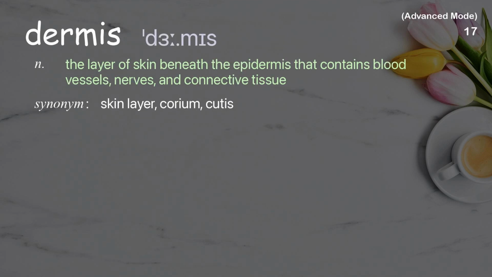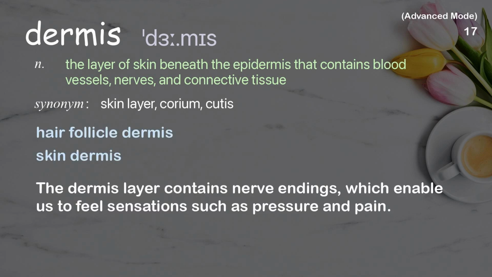Dermis. The layer of skin beneath the epidermis that contains blood vessels, nerves, and connective tissue. Examples: Hair follicle dermis. Skin dermis. The dermis layer contains nerve endings, which enable us to feel sensations such as pressure and pain.